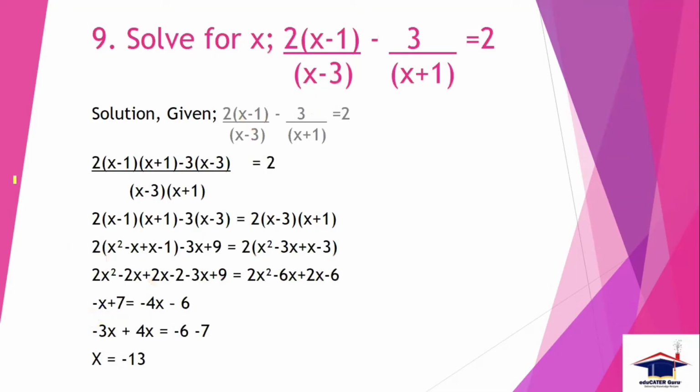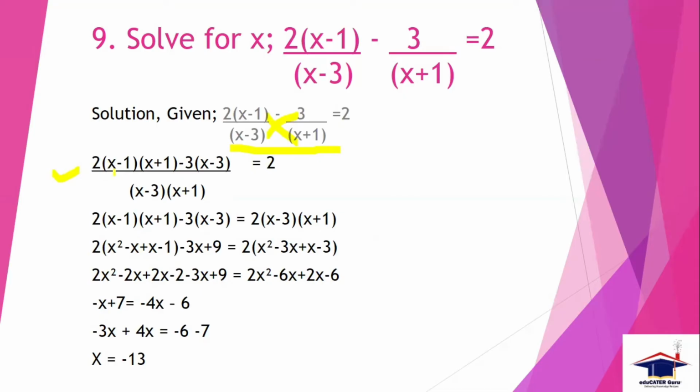Next, solve for x. 2 into x minus 1 divided by x minus 3 whole deducted minus by 3 by x plus 1 is equal to 2. So here also you have to take the LCM method and multiply x minus 3 into 3, 2 into x minus 1 into x plus 1. And the LCM is x minus 3 into x plus 1. So when you do that cross multiplication with the help of LCM, you will get this equation.